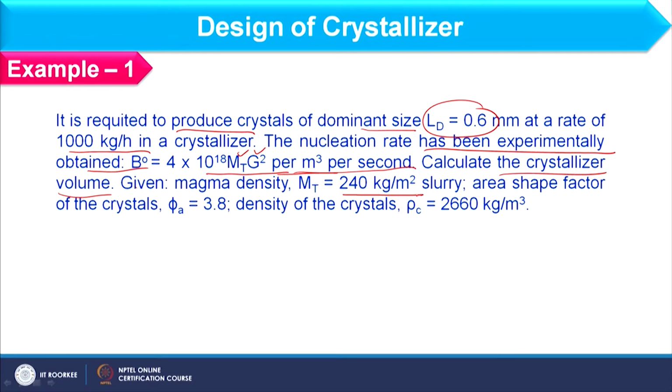Magma density is given to us as 250 kg per meter cube of slurry. The area shape factor of the crystal is given as 3.8, that is basically psi A. The density of the crystal is given as 2660 kg per meter cube. So, we are given different parameters, including the shape of the crystal, and based on these parameters we should calculate the volume of the crystallizer. So, let us discuss that.